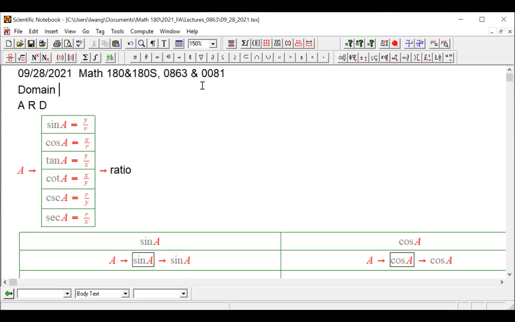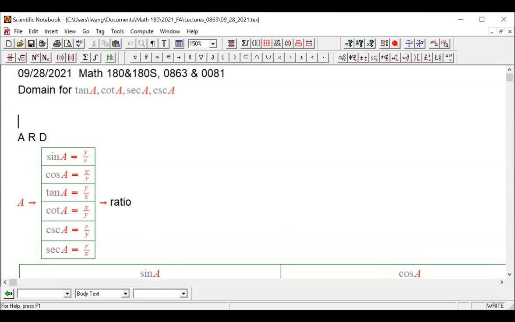Domain for the other functions. What are the other functions? Tangent, cotangent, secant, cosecant. Okay. I taught this in multiple ways, but this semester I'm going to try this way because I think this way might make it easier for you.